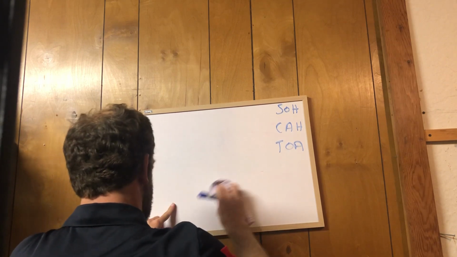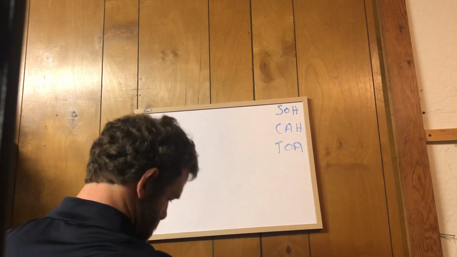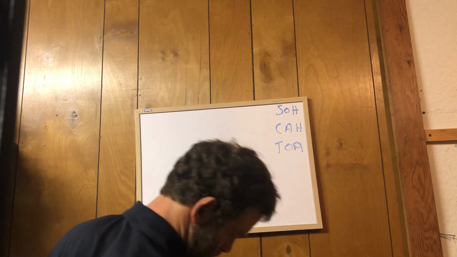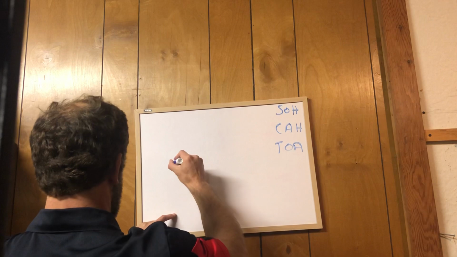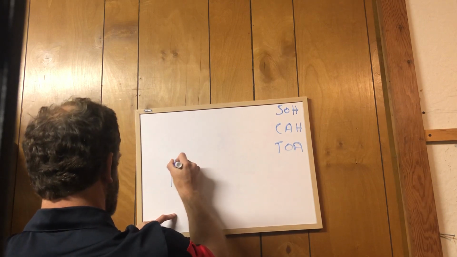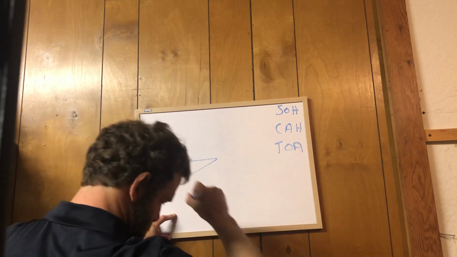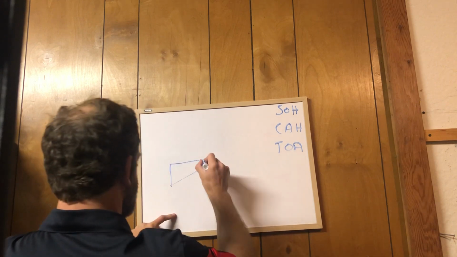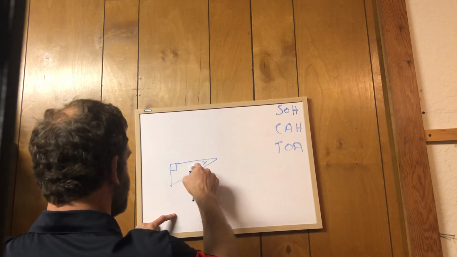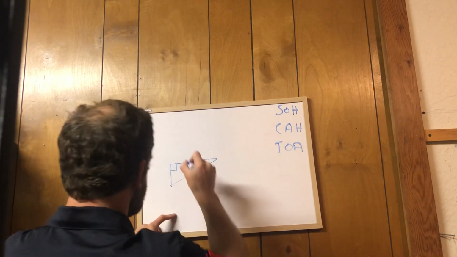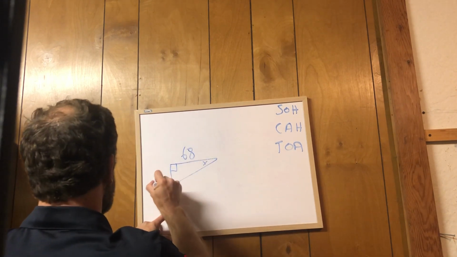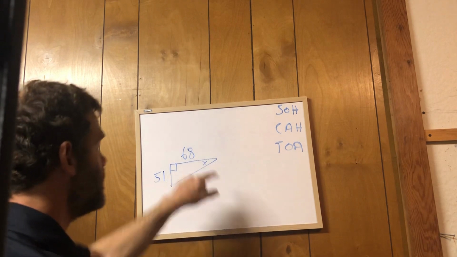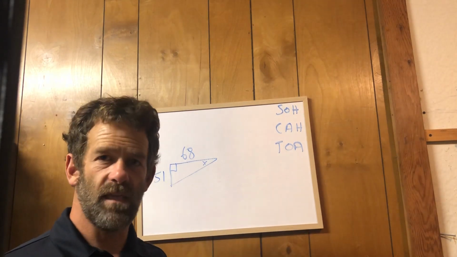Okay, so let's take another right triangle. And this is the angle that you're supposed to find. This is 68. And this is 51. Let's see if you can find that angle. Pause it, see if you can find that angle.